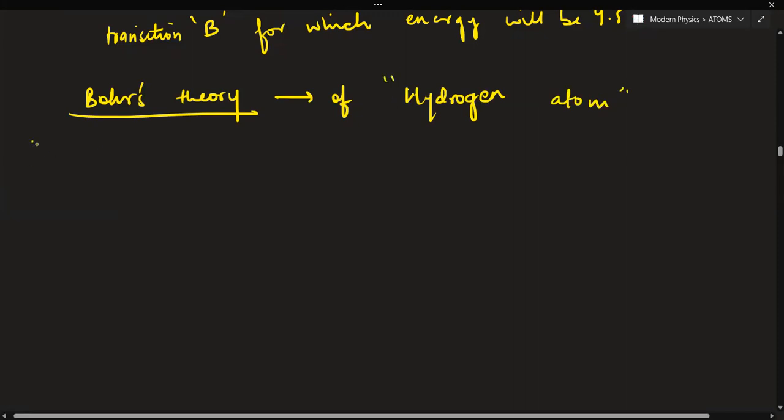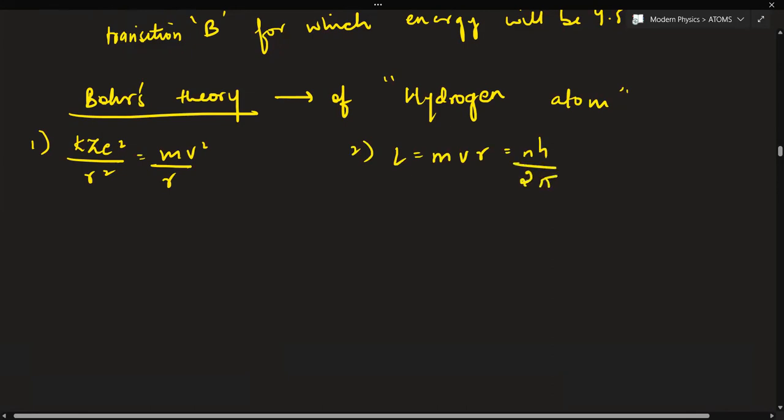So see, one you have to remember is kZe square by R square. This is equal to the centripetal force, mv square by R. This gets used. You have to remember L is equal to mvr, which is equal to nh divided by 2 pi from your quantization of angular momentum. Then h nu is equal to energy of the final shell minus energy of the initial shell, n2 minus n1.